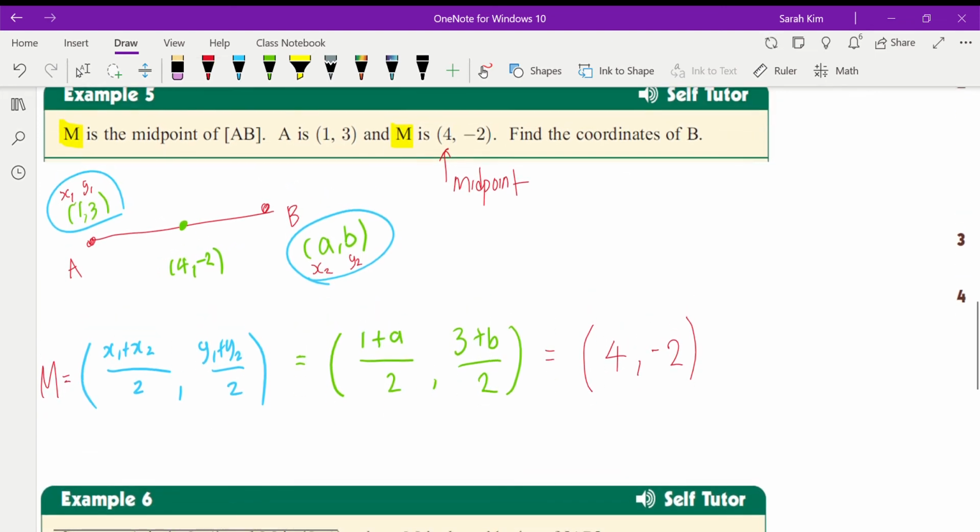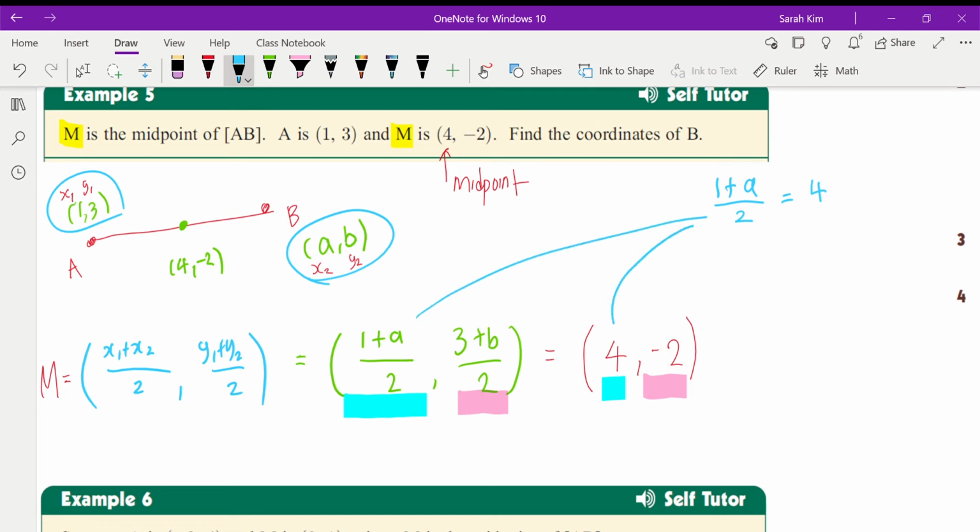So basically, what I'm trying to say, using a different color, is that this x coordinate should actually be equal to that. Also, this one over here, my y coordinate, should be the same as that if I know A and B. Okay? So what I can actually make is a little equation over here. So I'm going to write down the blue one in blue. My 1 plus A divided by 2 should actually equal 4. So that's an equation that I know.